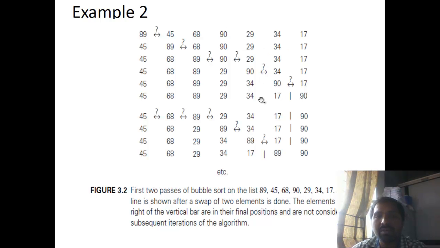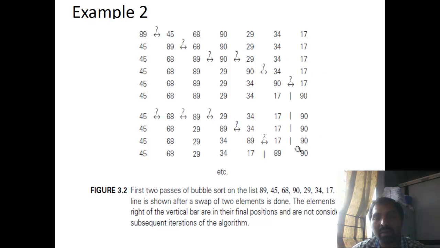After completing the first pass, again we are getting the highest element of this list in the last position. In the same way we can repeat this process. So in the second pass we get 1, 2, 3, 4, 5, 6 comparisons because of 7 elements.